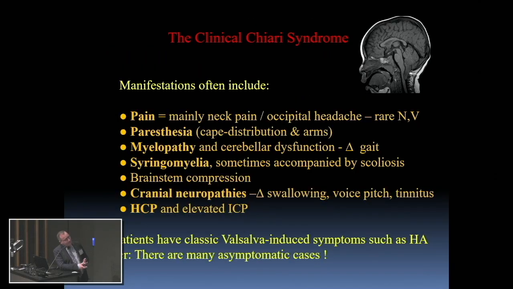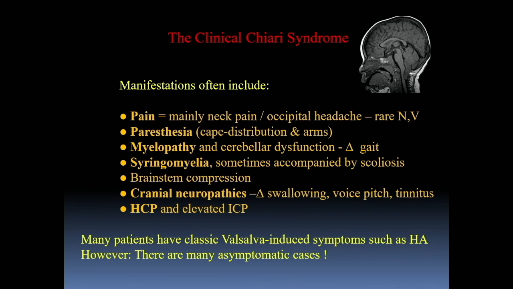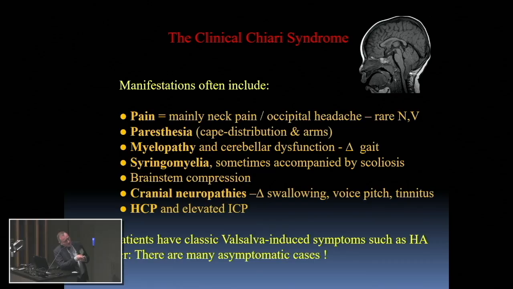Now, this is different from the clinical Chiari syndrome. There are patients that present with all the signs and symptoms, but no radiographically identified disease. So separate the two of them. The manifestation is usually pain, mostly in the neck, occipital headaches, rarely with nausea and vomiting, often with paresthesias. They start at the side, upper extremities, and neck. Then myelopathy if the spinal cord gets compressed badly, and cerebellar dysfunction, which can change your gait. If there is formation of a syrinx, a cavity, you get additional neurological deficits.